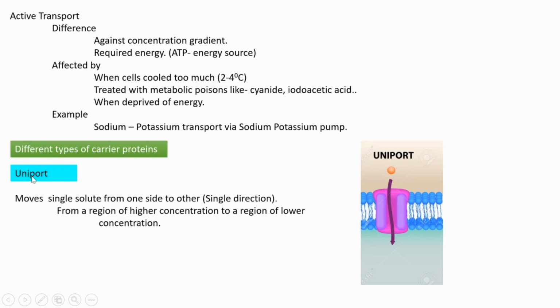First one is uniport. Uni means single transport, single molecule transport. In that way we need to understand. Look at this picture and then we can understand uniport. Uniport means it is transporting a single solute from one side to the other side in a single direction. That also takes place from a region of higher concentration to a region of lower concentration.